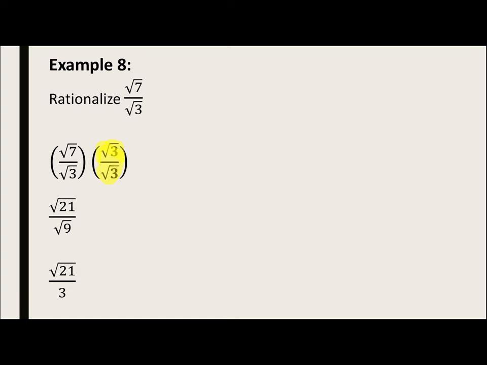On top, the square root of 7 times square root of 3 is square root of 21, because 7 and 3 are both inside. On bottom, square root of 3 times square root of 3 is square root of 9, because 3 and 3 are both inside. On the bottom, the square root of 9 equals 3.